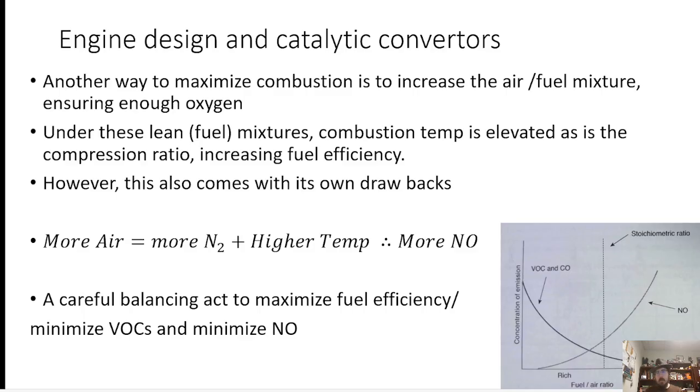As you see on the chart, rich fuel versus lean air: one goes up, the other goes down. If you get a stoichiometric ratio of fuel to air, you get more NO than you get VOCs. So your computer is going to try to calculate that to get maybe the lowest point for each. Maybe right there, for example.